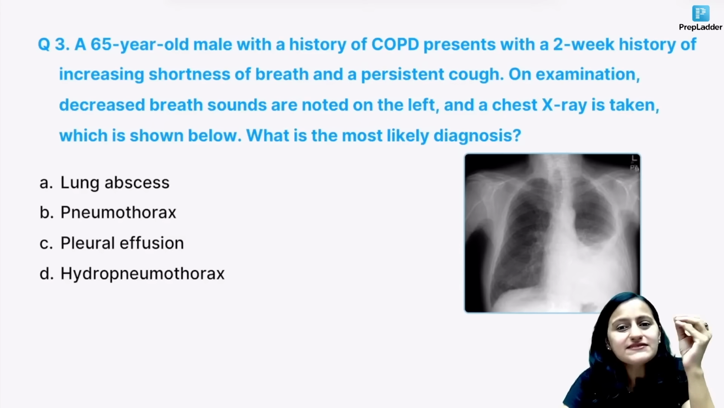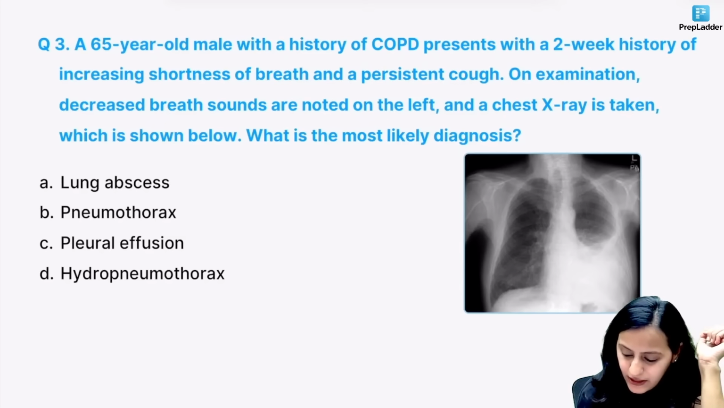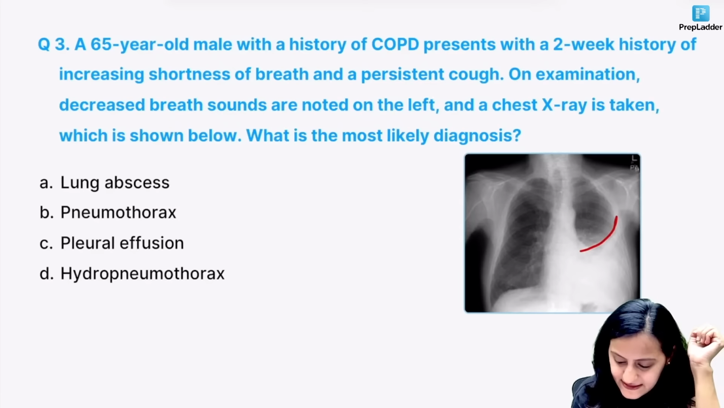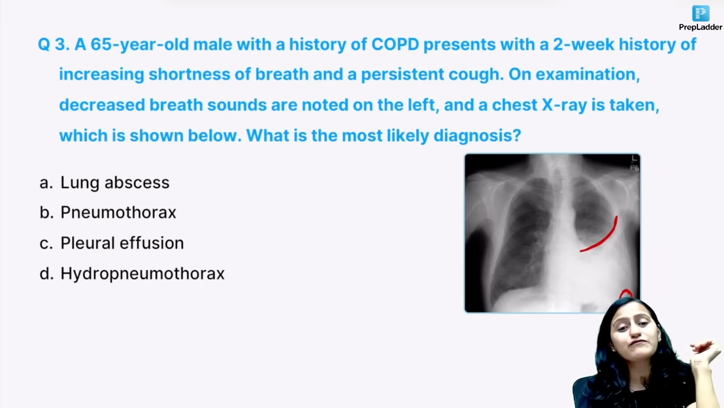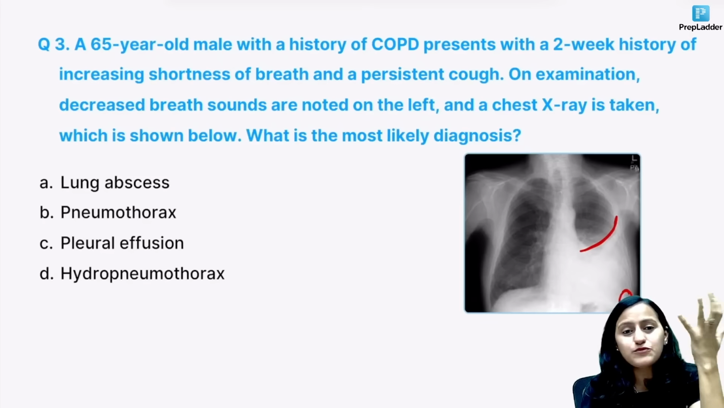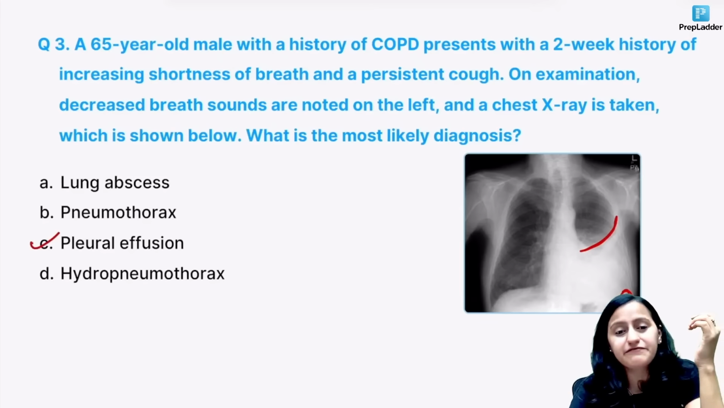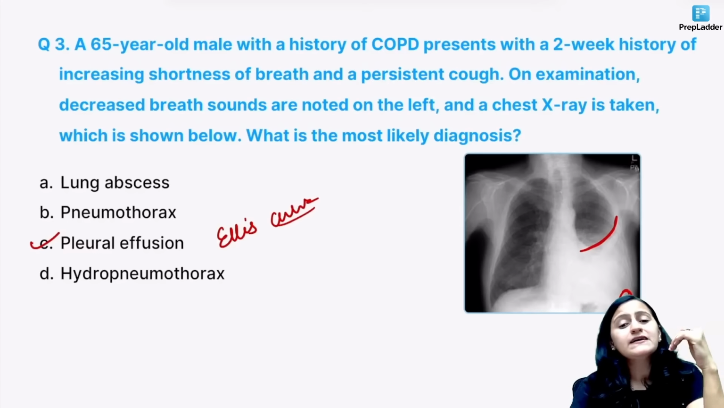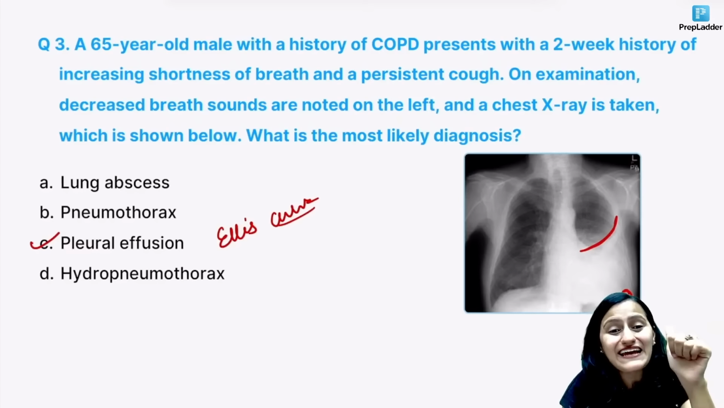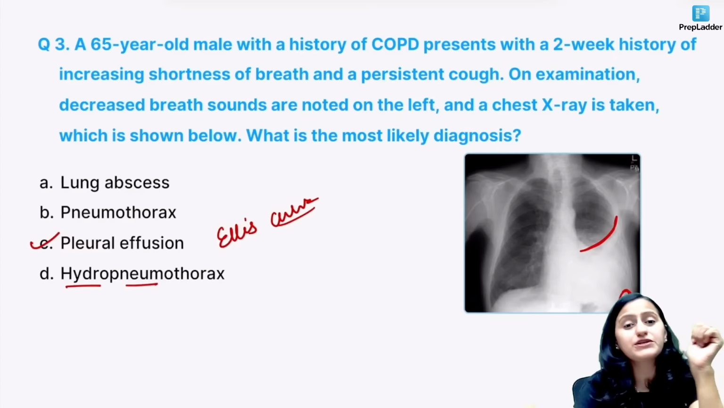Now here this is a spotter image that you are seeing. Why am I calling it a spotter image? Look at this. There is this curve that you are seeing, the Ellis S curve, the blunting of the costophrenic angle, right? So what is this? This is going to be pleural effusion. Remember pleural effusion, the Ellis curve which is present. How do you differentiate pleural effusion from hydropneumothorax? Hydro, water; pneumo, air.